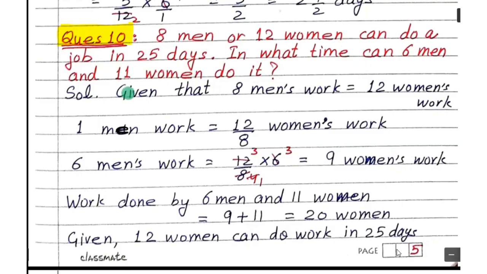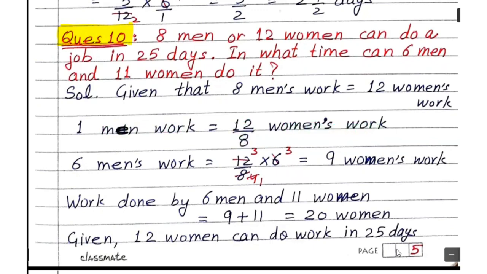Solution is, given that 8 men's work is equal to 12 women's work. Is it clear, children? Because they both can complete the work in 25 days. So we can write this as 8 men's work is equal to 12 women's work. Now, 1 man's work is equal to 12 by 8 women's work.